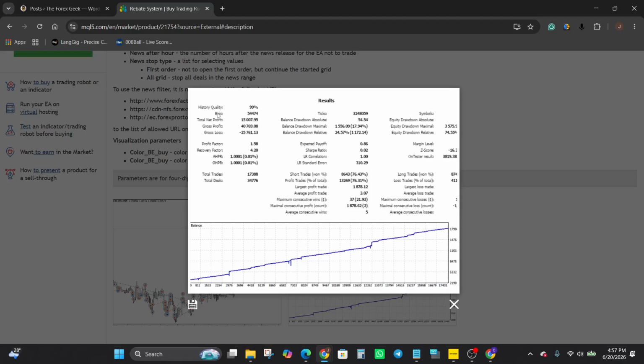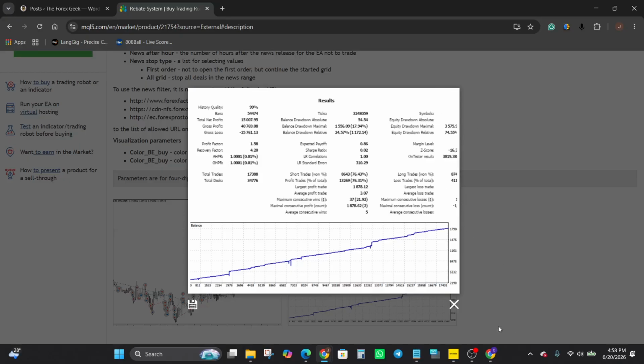I can see here 99% history quality. The total net profit here was over $15,000, and the total trades taken were 17,388. Out of that value, we have 13,269 as the profitable trades. That gave us a 76.31% win rate. And then here I can see that the largest profit was 8,878.12. All right, it seems like this image is not really complete.